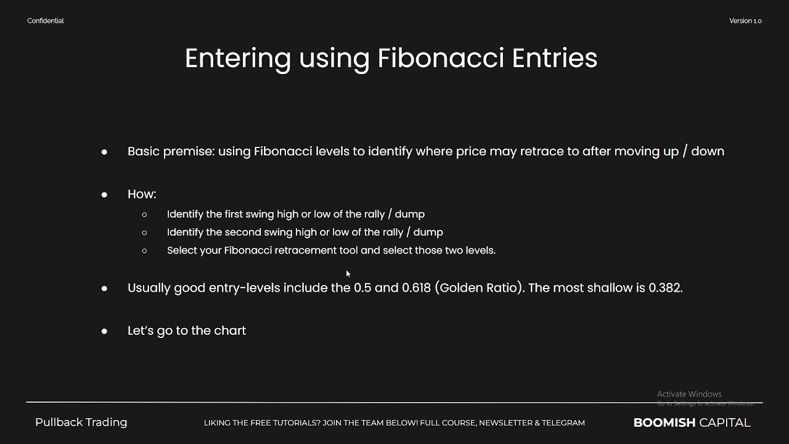I tend to just look at these two levels to see for any type of pullback or retracement. I tend to look at those levels the majority of the time. 0.618 is called the golden ratio level. Just for extra information, if anybody ever refers to that, then you know what that is.